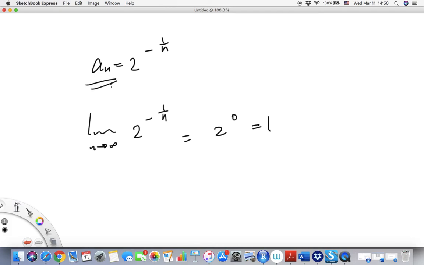Okay, next, an is equal to 2 to the minus 1 over n. Convergent or divergent? In fact, this is divergent. Why? Because we take the limit as n goes to infinity of 2 to the minus 1 over n. That is equal to 2 to the 0, which is equal to 1. So the term does not go to 0, therefore it diverges.